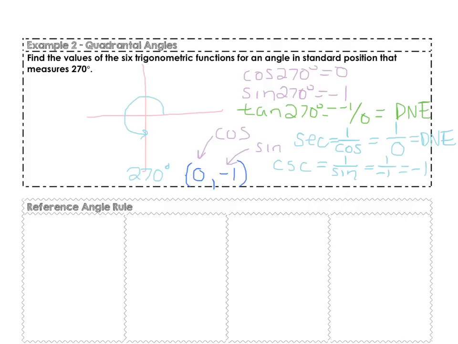Lastly, we have cotangent. Cotangent is really 1 divided by tangent, okay?